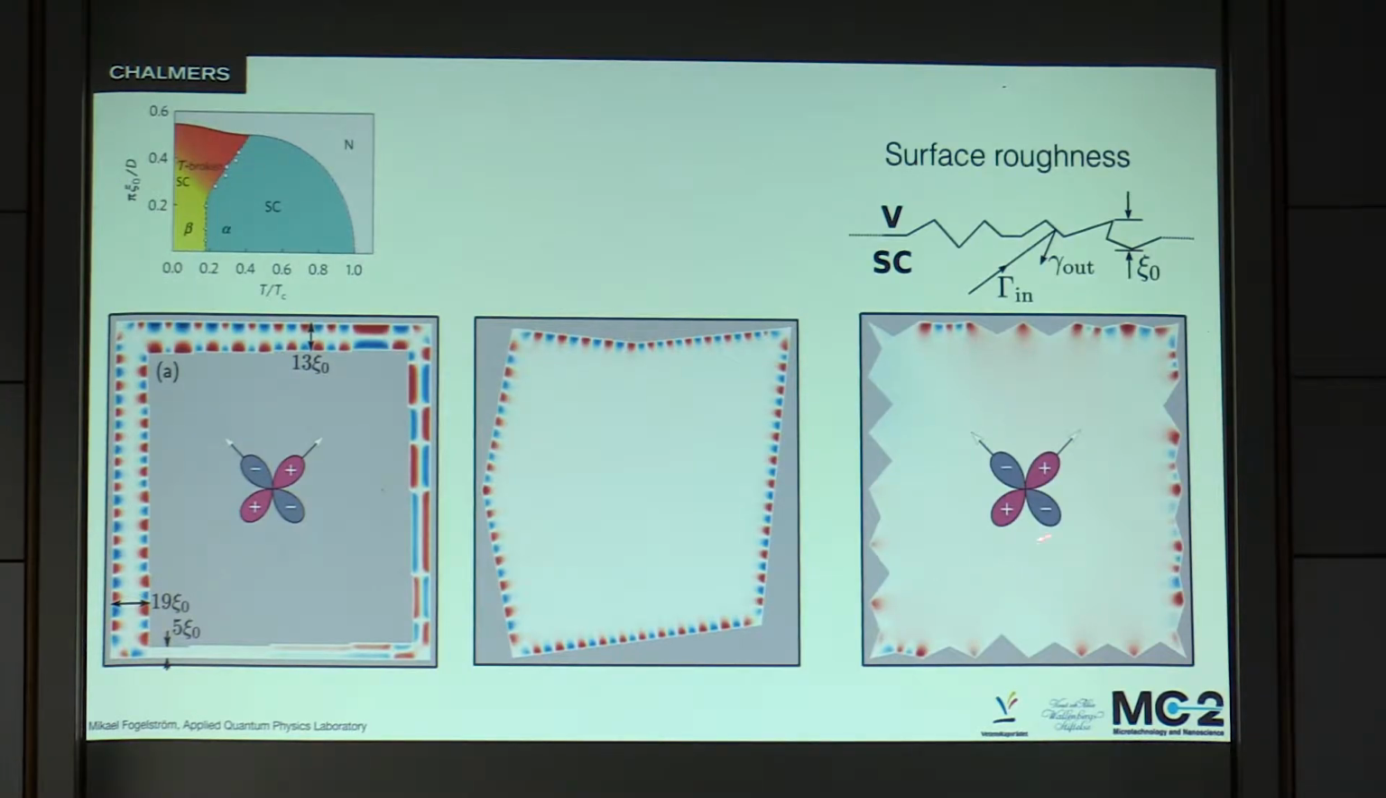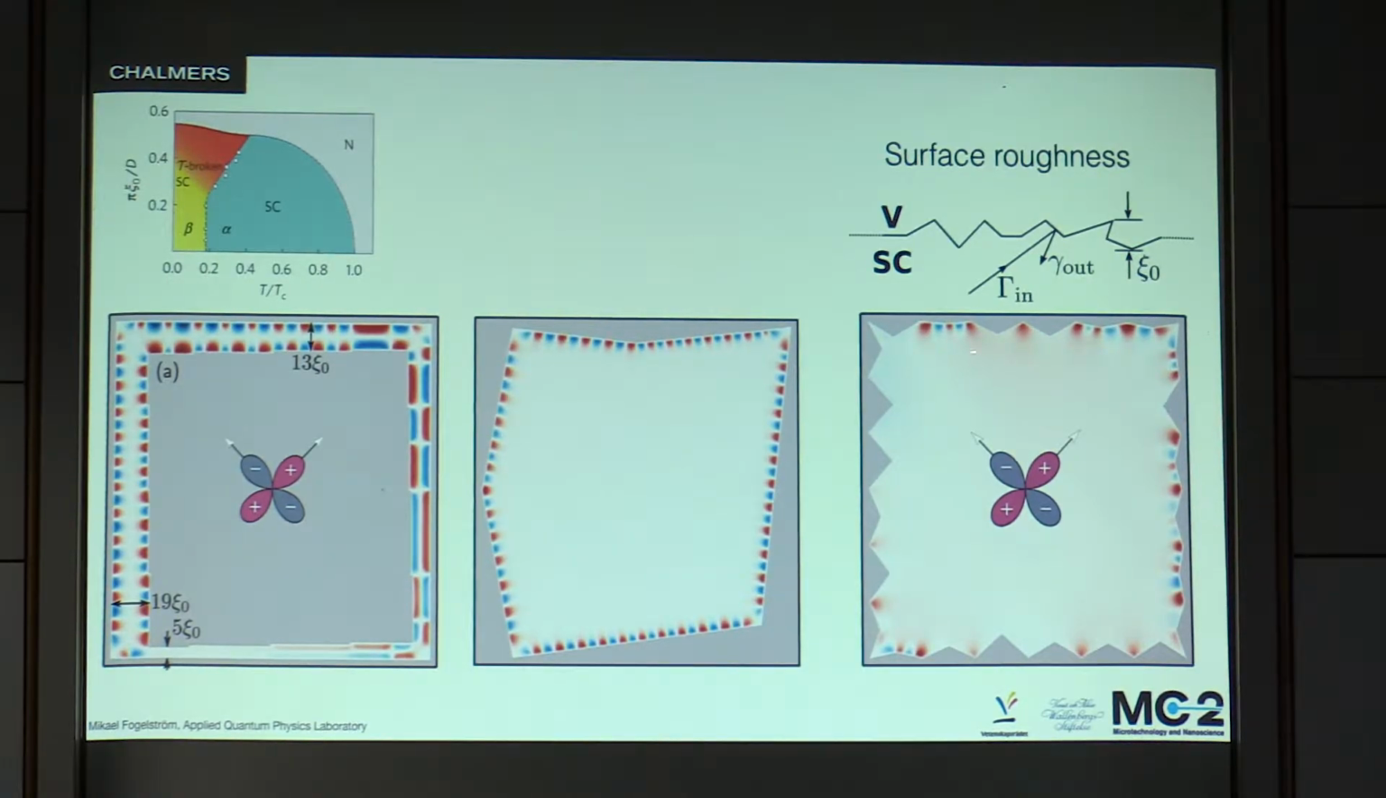You can make surface roughness. So now we're making mesoscopic faceting, so they vary like this. And then depending on how your surface is oriented here, you can have surfaces where you have basically no pair breaking, then you don't see these states coming out. But here you have a lot of pair breaking and you see a few.